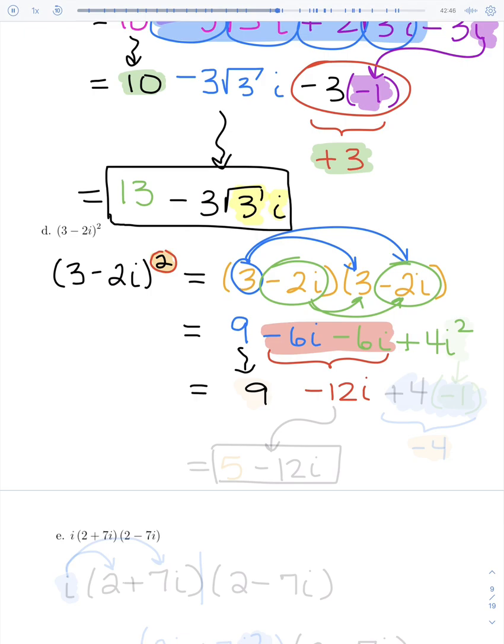And let's see, what else can I do? I also have an i squared here that can get replaced with a negative 1. So I'll leave my 4, but I can replace my i squared with a negative 1. And then I can do my math there. I have a 4 times a negative 1, which is negative 4.